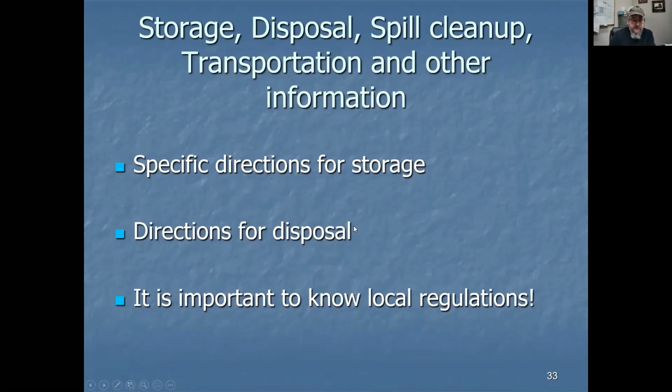You'll find directions for disposal, and it's important to know the local regulations because, for example, we have Craddock or Sunshine Seed Cleaning Plant and Border Seed Cleaning Plant. This is where our pesticide containers can be disposed of. Important to know that those containers need to be triple rinsed, and there's certain regulations in place when you're dumping those things there. So it's important to know the local regulations.